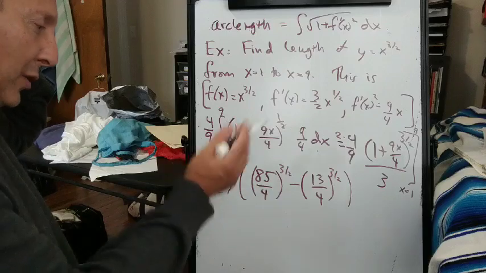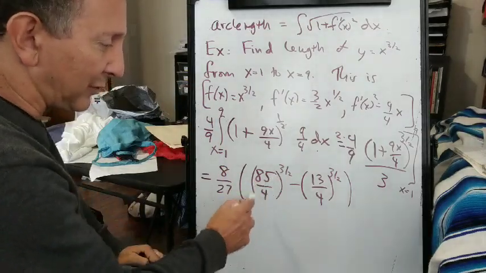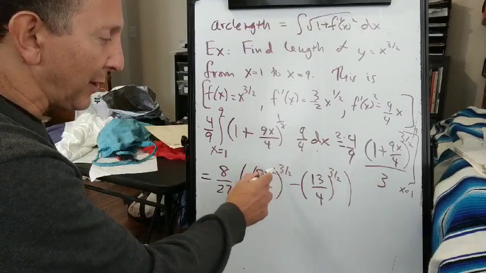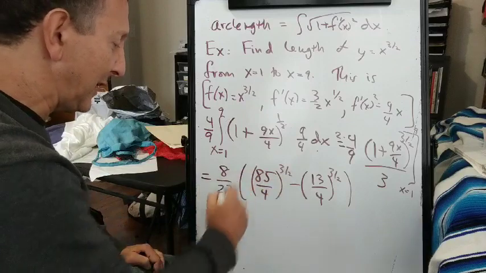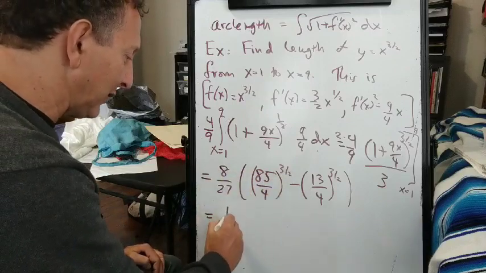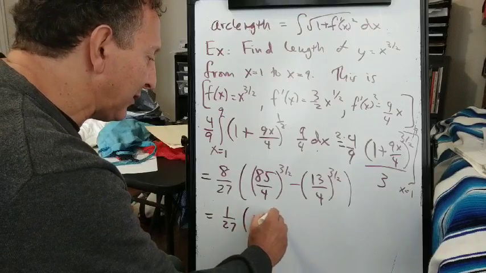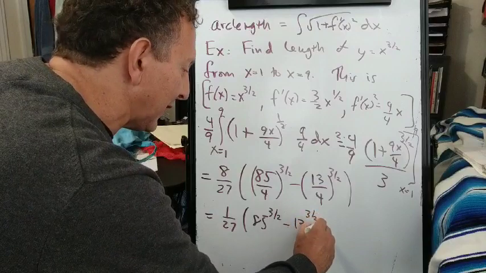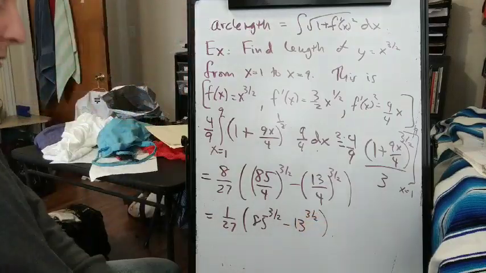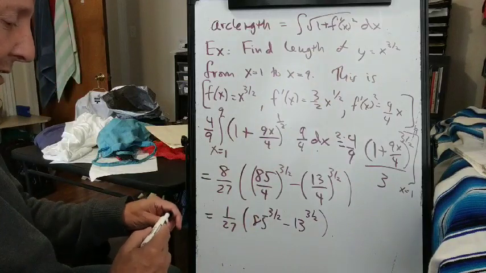And I guess we can pull out the 4 if we want to simplify a little bit. Square root of 4 is 2. Raise 2 to the 3rd power and we get 8. So we can pull out an 8, pull out an 8. So I guess we don't need this 8 anymore. So this is 1/27 times 85 to the 3/2 minus 13 to the 3/2. So that's the length of y equals x to the 3/2 from 1 to 9.